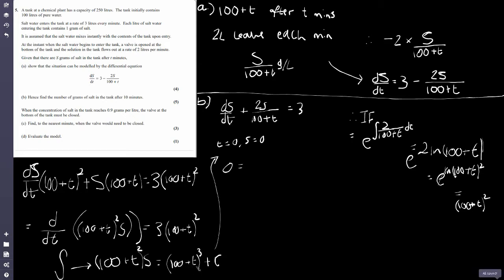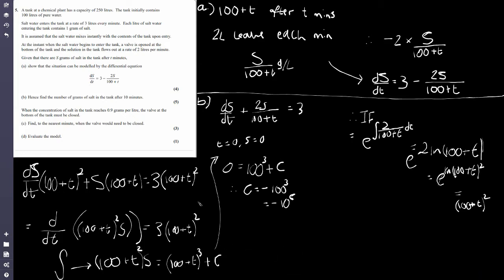If I put t equals 0 in here, I'm going to get 100 plus 0 cubed. So it's going to be 100 cubed, and we've got plus c, right? Well, therefore, c must just be equal to minus 100 cubed. We're just taking that 100 cubed across. So we get minus 100 cubed. Now this would be equal to minus 10 to the 6. Makes it a little bit nicer to work with.